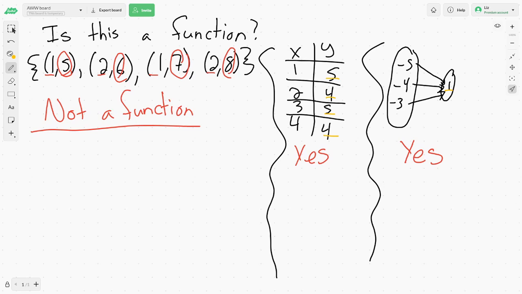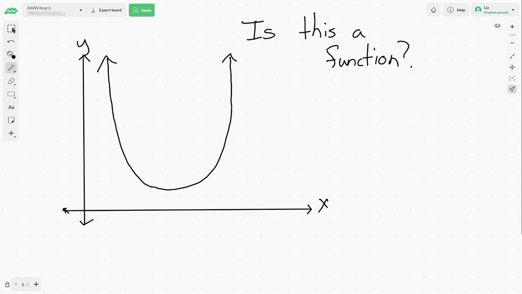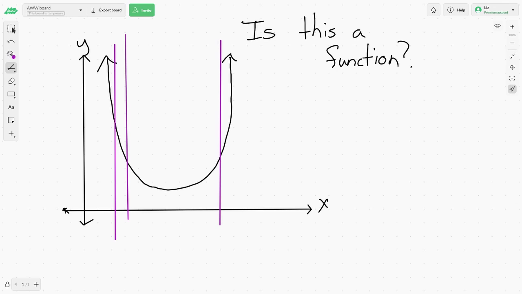Let's look at one more on a graph. So when we're looking at a graph and we're trying to decide if something is a function, we want to think about having a straight line. Let's actually draw this. A straight line going through it at any point. Now, if this straight line only hits 1 or 0 points, this is a function. If at any point it hits more than 1 point, it is not a function.